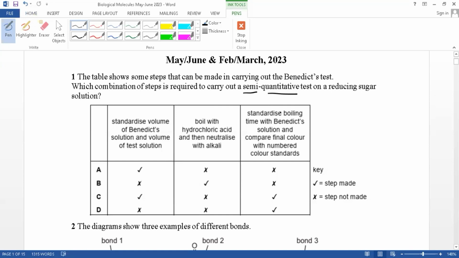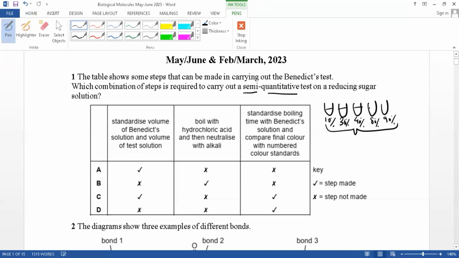This we have discussed, and we did it in paper 3 as well, how we can carry out a semi-quantitative test. Let me first explain what a semi-quantitative test is. Let's suppose I give you 5 reducing sugar solutions, and you know their concentrations: this one is 10% reducing sugar solution, this one is 30%, this one is 40%, this one is 80%, this one is 90%.